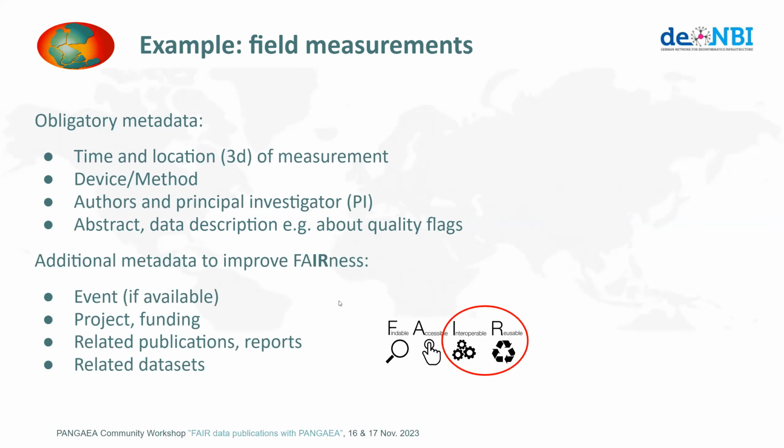And then there is additional metadata, which is not obligatory, but it's a big bonus, and this big bonus improves the A and the R in FAIRness. So sometimes there are already events available. For example, if your data was acquired during a cruise of a German research vessel, then there is very likely an event list. If there is no such thing, then we can create one.